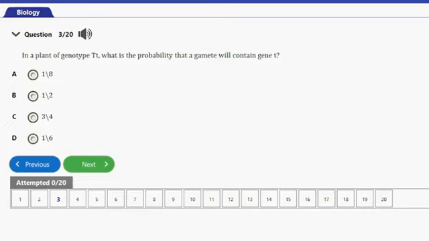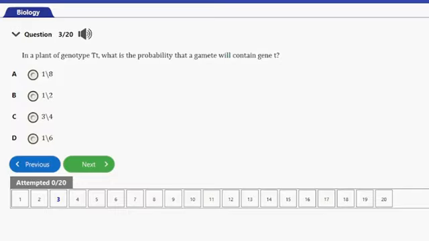Question number 3 here, it says, in a plant of genotype Tt, that's heterozygous tall, what is the probability that a gamete will contain gene t, that's the dwarf allele? So we have A, 1/8, B, 1/2, C, 3/4, D, 1/6. So guys, obviously the answer to this question is 1/2.